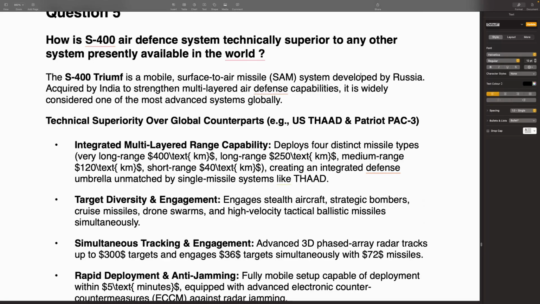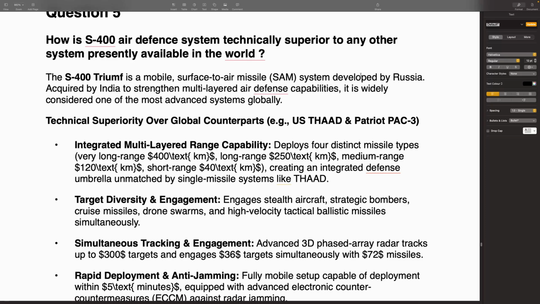Question 5. How is the S-400 air defense system technically superior to any other system presently available in the world? The S-400 Triumph is a mobile surface-to-air missile system developed by Russia, acquired by India to strengthen multi-layered air defense capabilities. It is widely considered one of the most advanced systems globally.